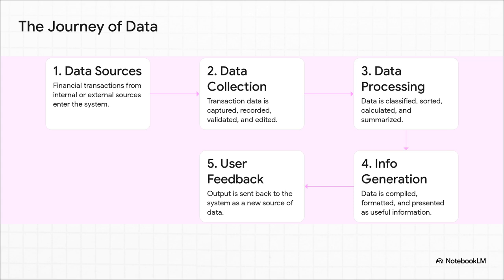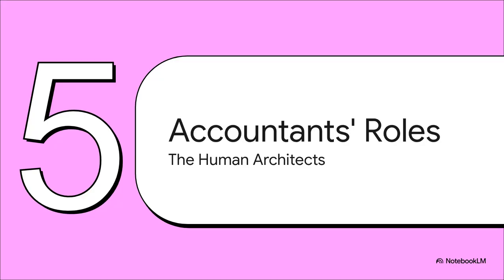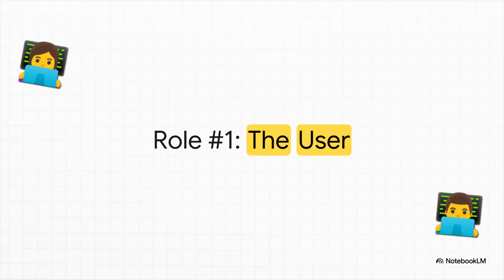It's a continuous loop. So it's easy to think of all this as just computers and code running in the background, right? But these systems are nothing without the people who build, run, and check on them. And that brings us to our final section, the 3 absolutely crucial roles an accountant plays in the life of an information system. First up, and this is the most obvious one, accountants are the system's number one users.